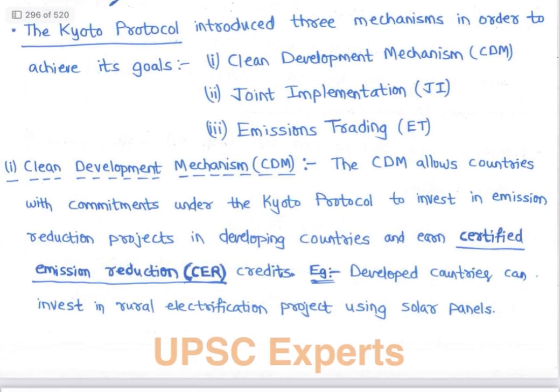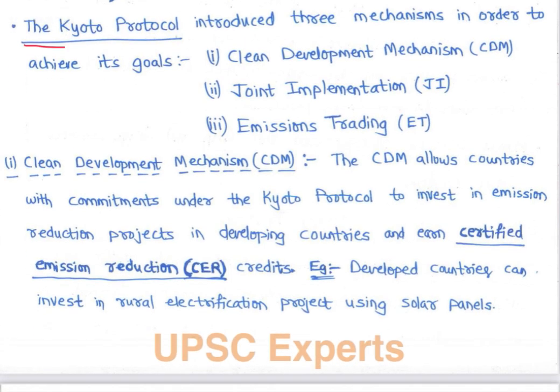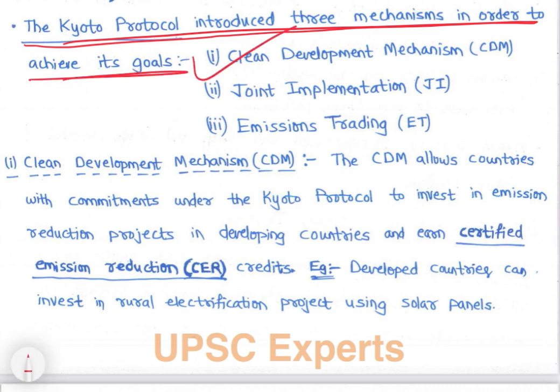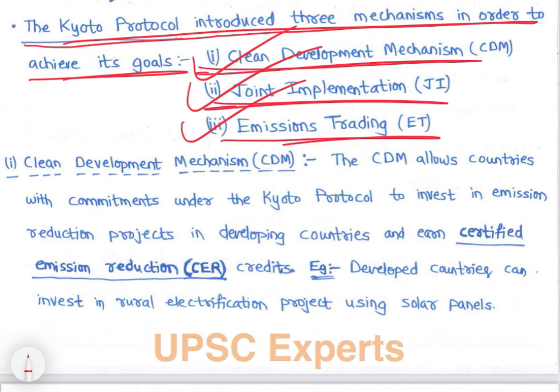So to implement that, Kyoto Protocol introduced three mechanisms in order to achieve its goal. That is clean development mechanism, joint implementation, emissions trading, right. So now let's understand these three mechanisms. What 5% reduce करने के लिए या थोड़ा उसके लिए. So first is clean development mechanism. So clean development mechanism, important, clean development mechanism.